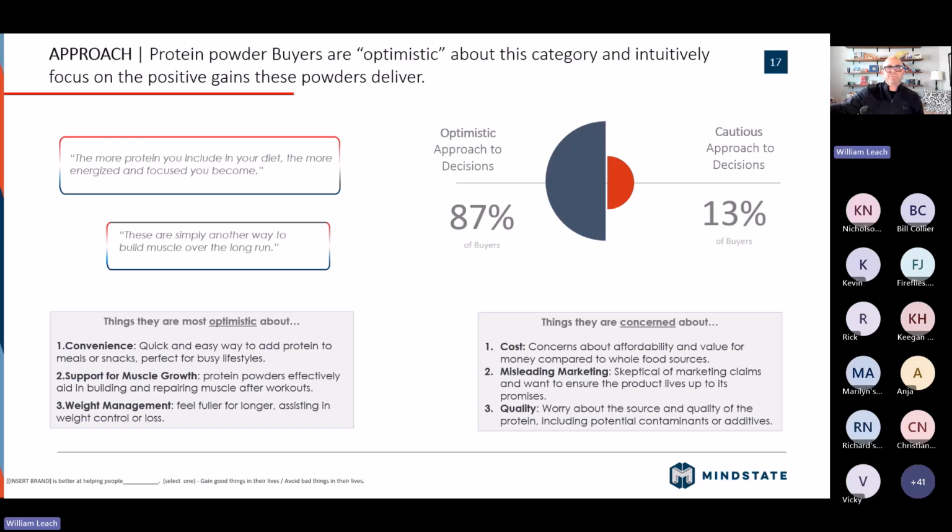So I'm using protein powder to avoid loss of muscle, for instance, right? And because it's conversational data, I now know what they're most optimistic about. Well, they're most optimistic about the convenience of using protein powders. It can be a meal replacement, supporting muscle growth and weight management. On the things they're a little bit concerned about, they're a little more cautious. Protein powders can be pretty costly for a lot of people. There's misleading marketing. Am I really sure about the science and quality concerns?